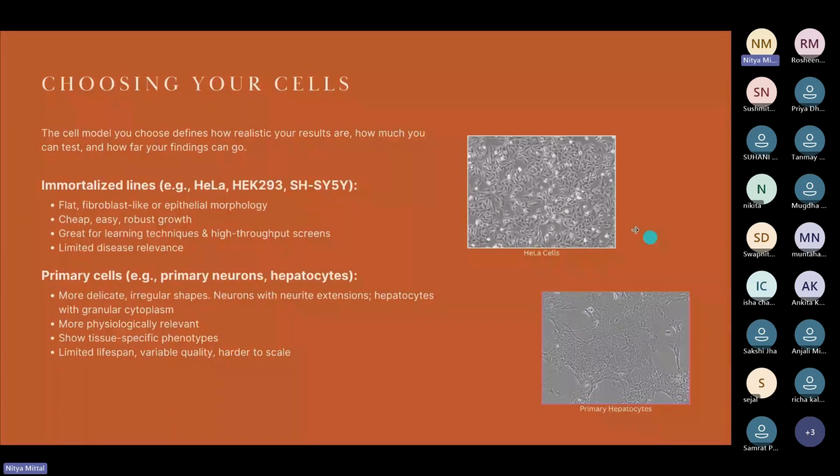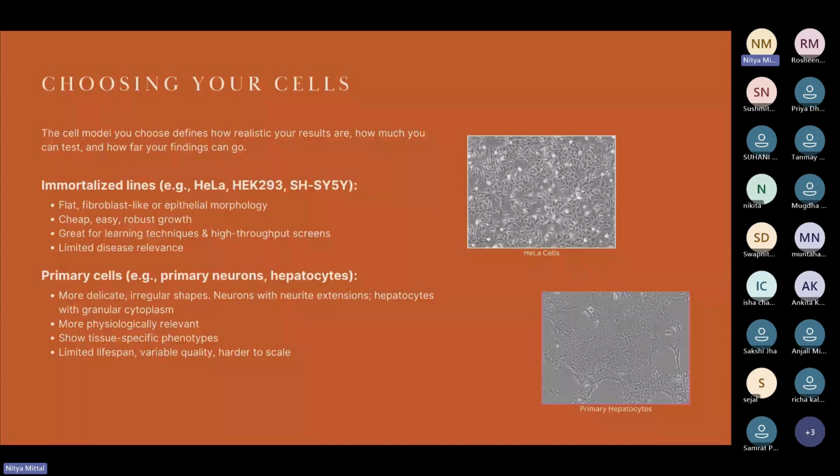Now we come to choosing your cells. Naturally, when you're doing these things, you have to think about how you are going to choose your cells. The cell model that you choose is going to define how realistic your results are, how much you can actually test, and how far your findings might actually go. I've included some images from under the microscope just to show you what some of these cells look like. If you have worked with some of these cells, amazing. I have not worked with all of these cells. I have worked with a few of these.